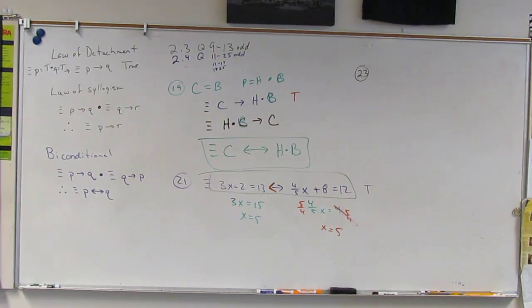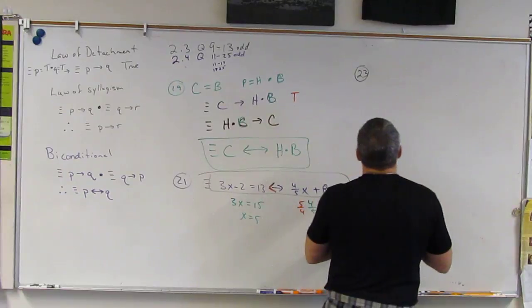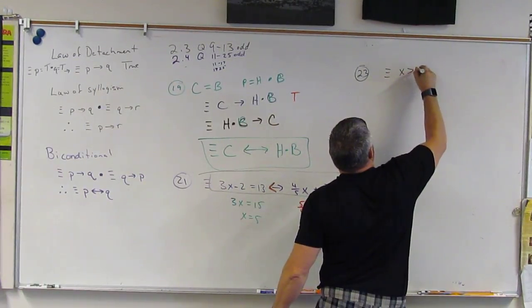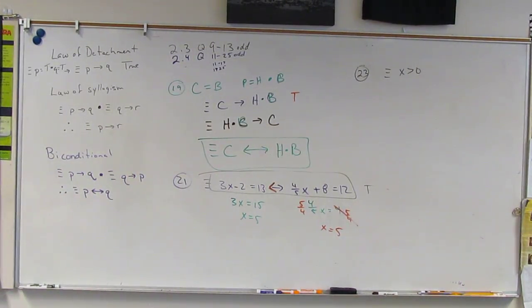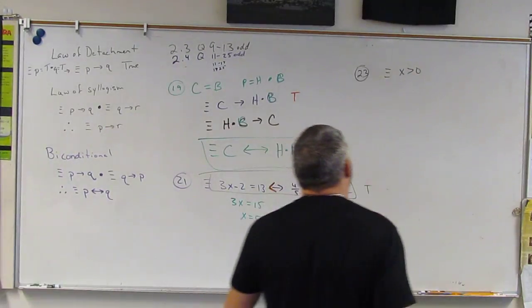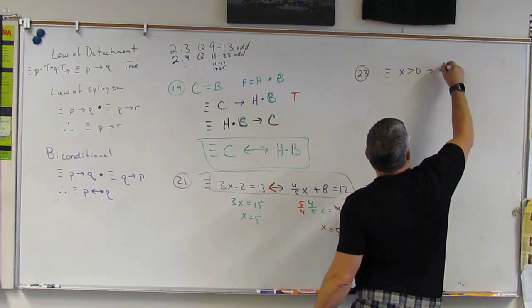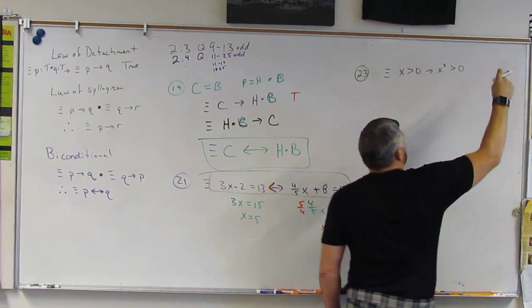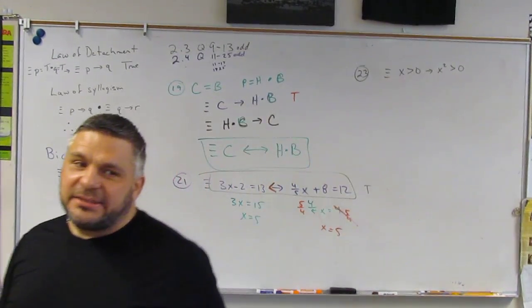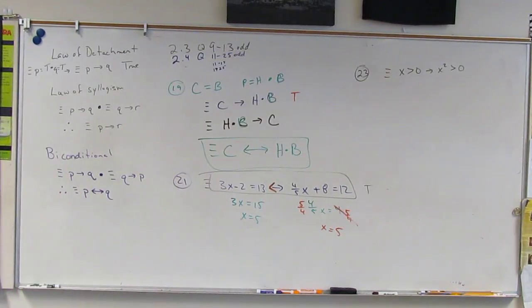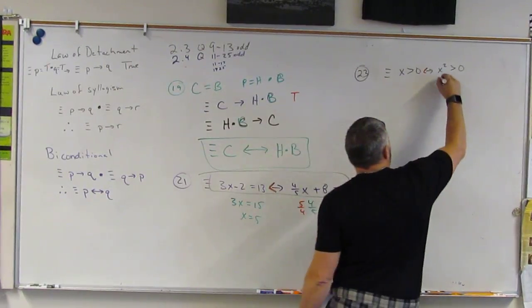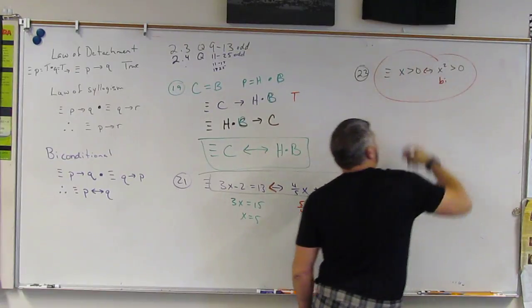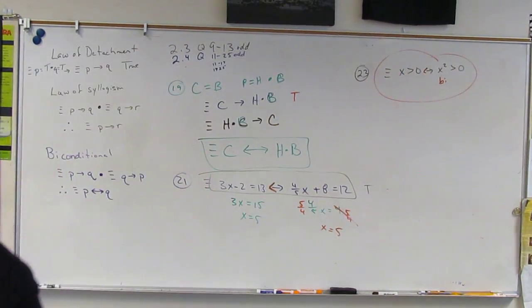Number 23. If x is greater than 0, then x squared is greater than 0. Is that true? So what's the biconditional statement? Done. It's that simple. That's all I'm looking for.